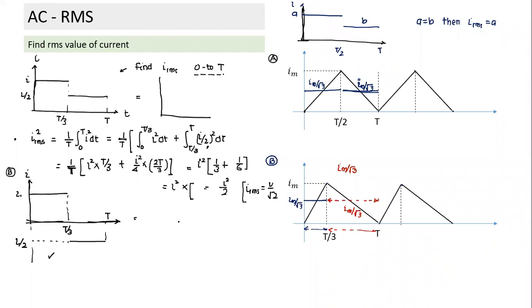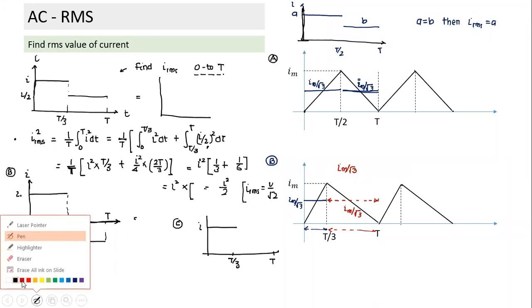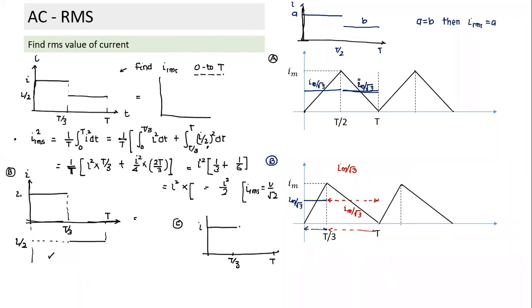Okay. Now I come to the third one, even simpler than this. What is the third one? The third one is like this. Again, 2 time intervals, T by 3 and T. In this case, up to T by 3 it is equal to I, and the remaining part also it is equal to I. What is the RMS value of current here? Will it not be I itself? So this becomes equal to constant current. Anvita, is this clear? A, B, C, all parts are clear?